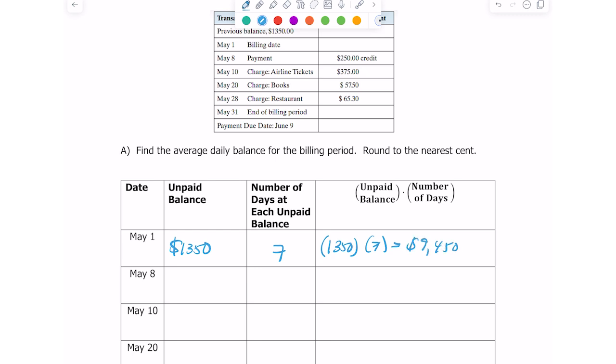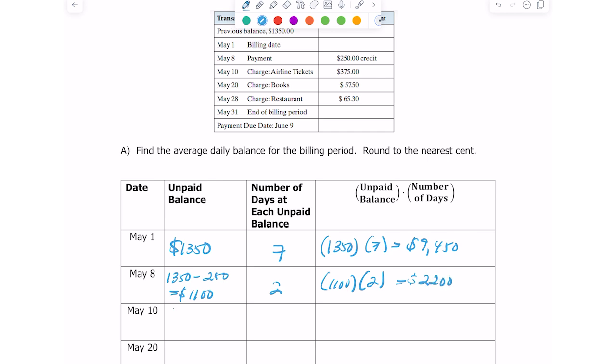$9,450. Okay. Now on May 8th, I was given a $250 credit because that's what I paid, right? So I'm going to take the $13.50 and subtract the $250. So now my unpaid balance is $1,100. Okay. From May 8th to May 10th, that's 2 days. And I'm going to take the unpaid balance, which is the $1,100, multiply it by 2, and I get $2,200.